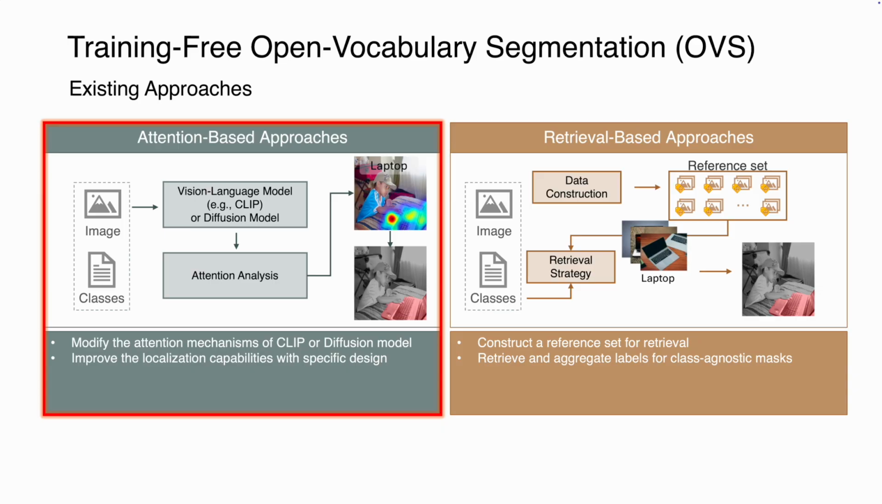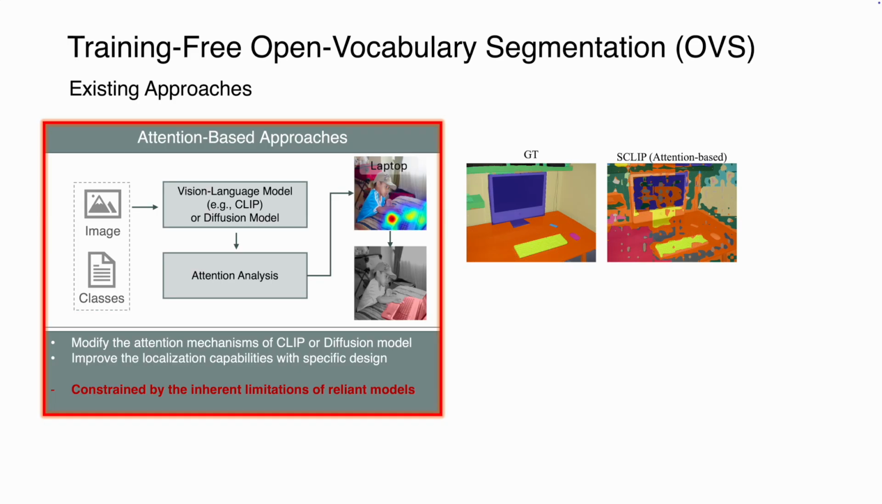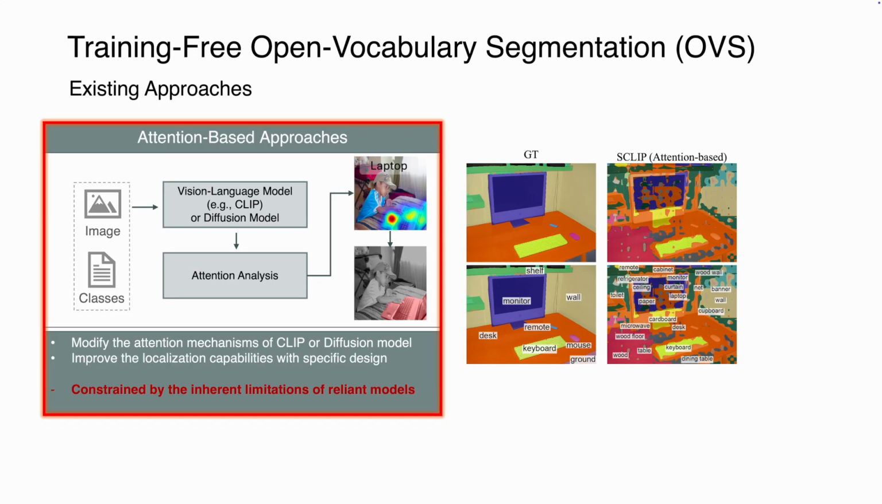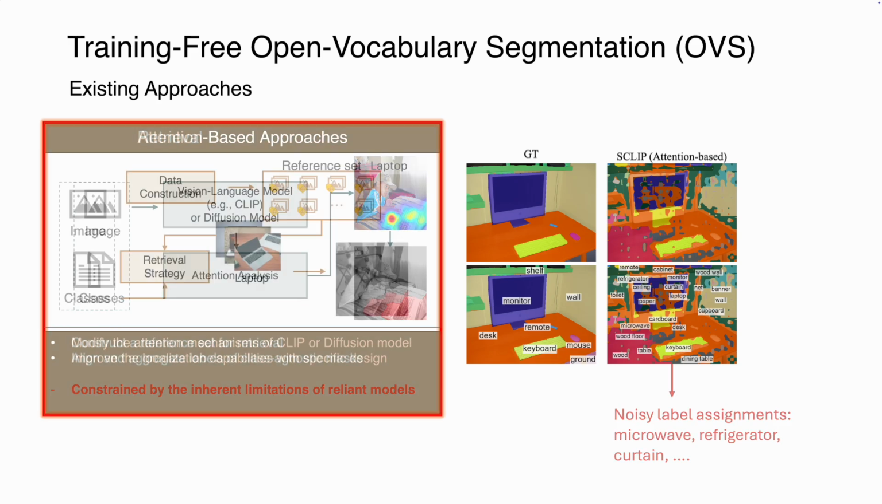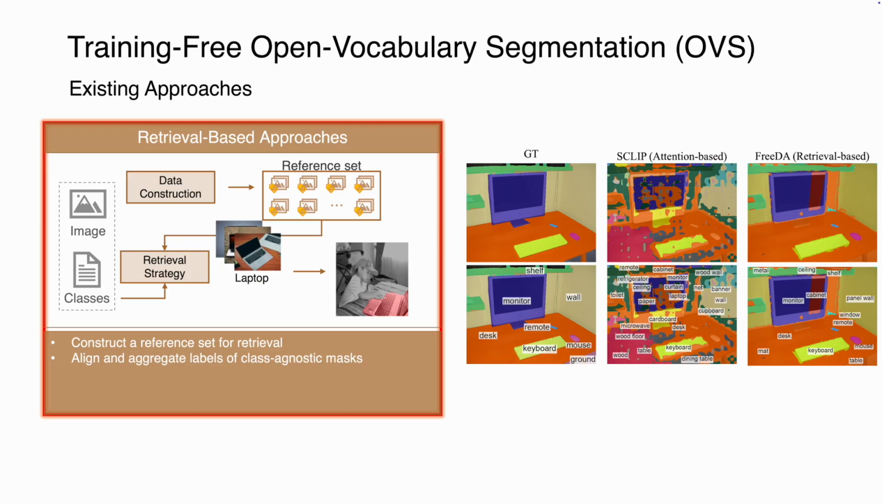improve their localization capabilities. However, attention-based approaches are constrained by the inherent limitations of the models they rely on, resulting in low-quality masks and noisy label assignments. The second performs OVS by referring to a constructed reference set. They generate class-agnostic masks, then retrieve and aggregate their labels according to the reference information. They can possibly produce higher-quality masks with less noisy labels, but the performance remains unsatisfactory.